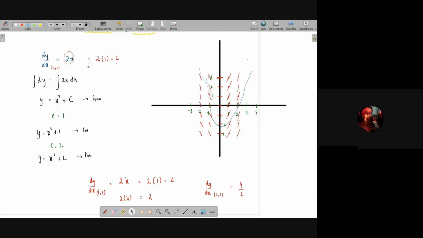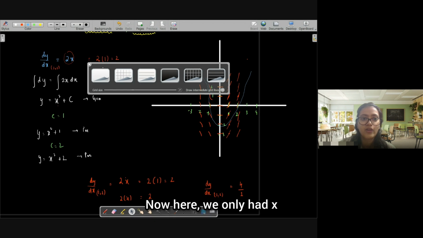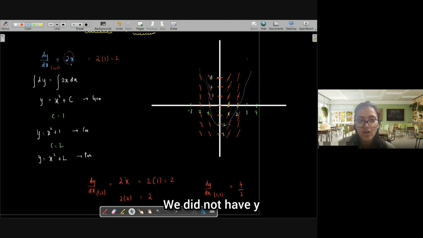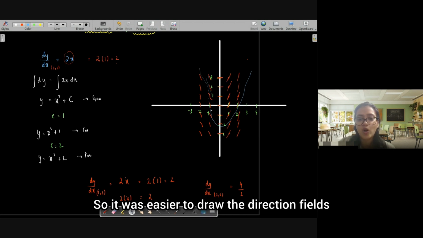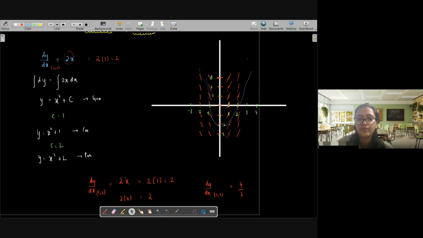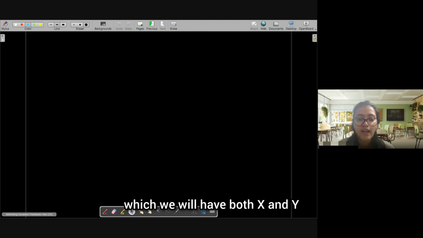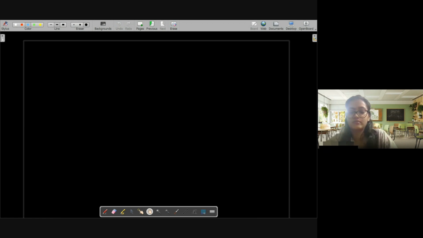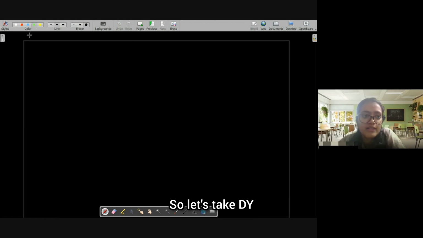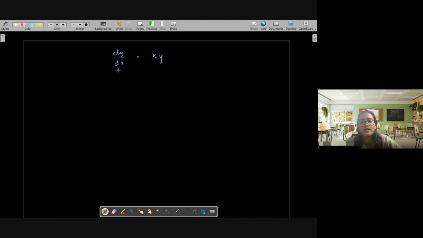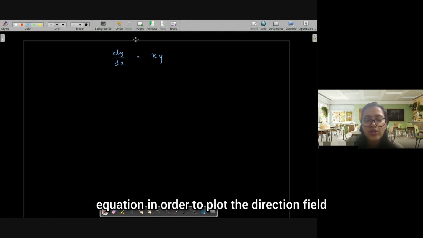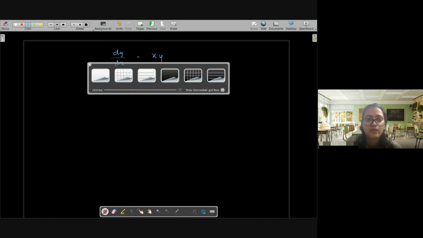Now here we only had x. We did not have y, so it was easier to draw the direction fields. Now let's take some other examples in which we will have both x and y. So let's take dy over dx equals xy. You don't need to solve the differential equation in order to plot the direction field.